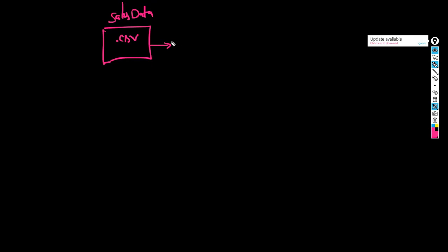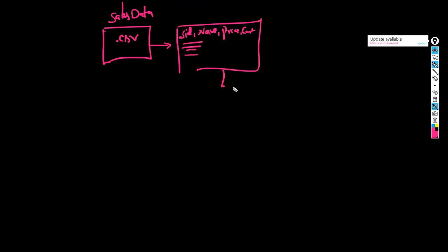My data is coming like this: sale ID, sale name, price, and country. My data is in the form of CSV, right? What I am going to do is convert this entire thing into a .json file, which contains only the required fields: sales ID, name, and price only.